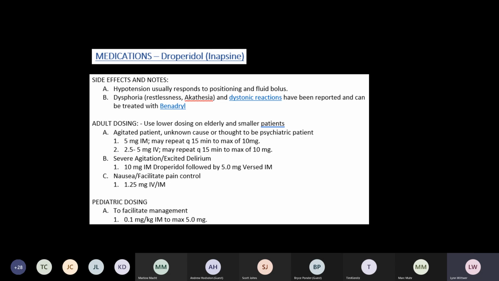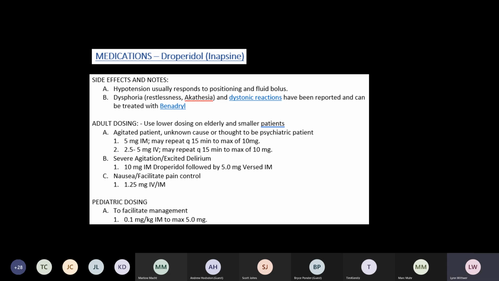Now, for the agitated patient you think is psychiatric or unknown, Haldol 5 milligrams IM. You can repeat it after 15 minutes to a max of 10 milligrams. Or 2.5 to 5 milligrams IV. Repeat again at 15 minutes to a max of 10.